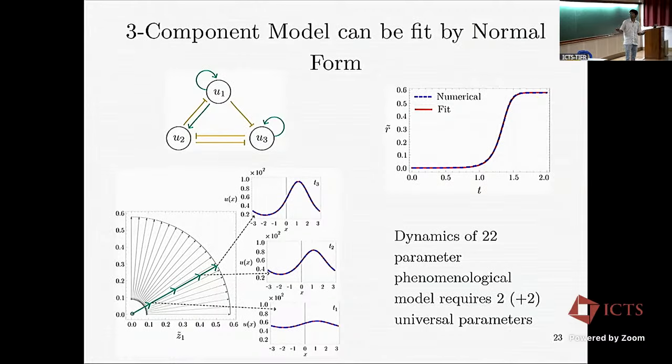And you can see the shape of these patterns is sort of complex. It's not just a single mode, but we're able to capture it very well with basically our normal form model, which just requires 2 + 2 parameters. So again, this is reduction in parameter space done in a very systematic way using normal form theory and perturbation theory.